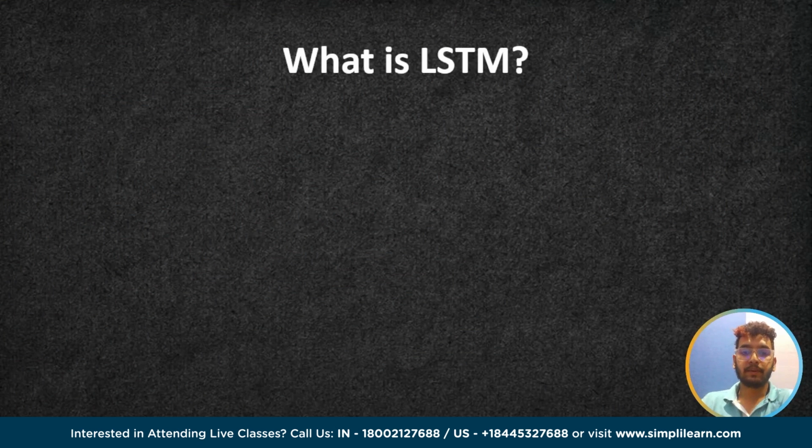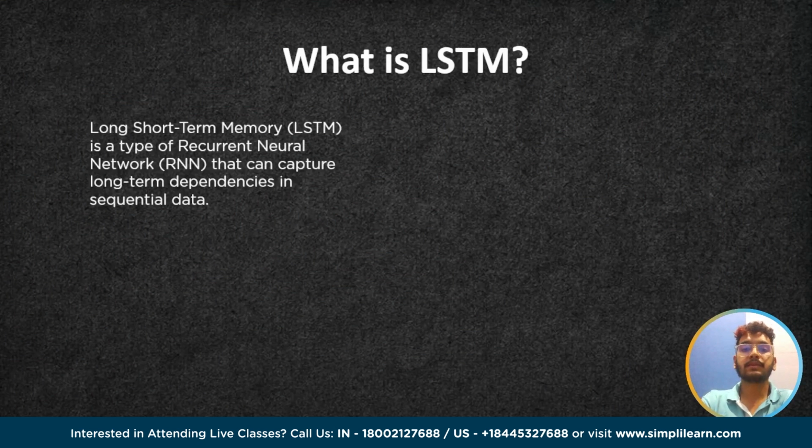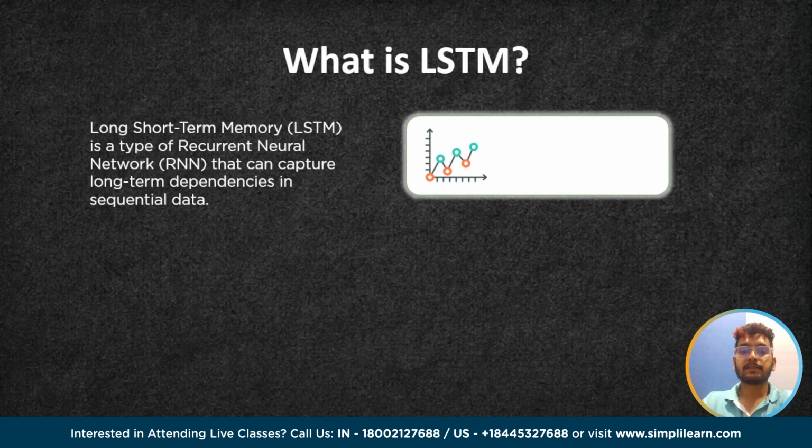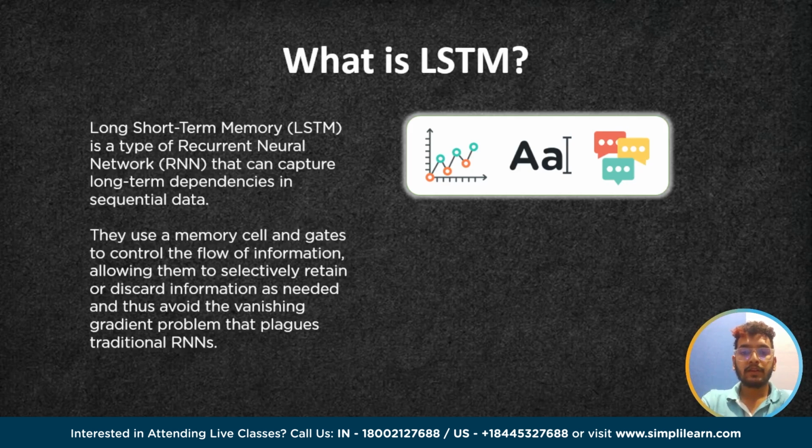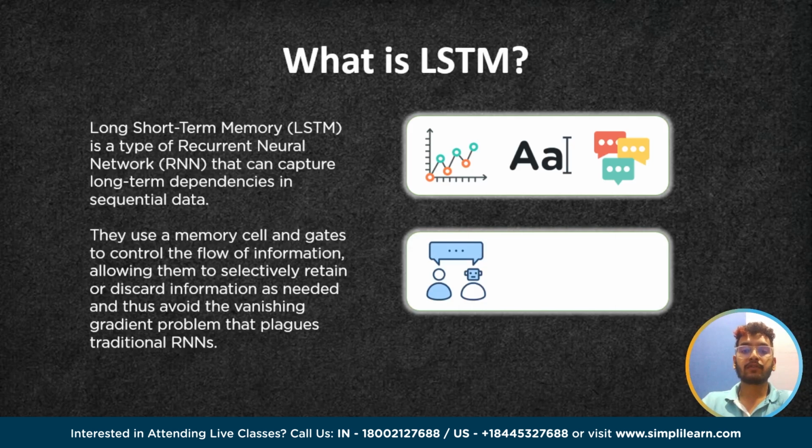So what is LSTM? Long short-term memory. LSTM is a type of recurrent neural network that can capture long-term dependencies in sequential data. LSTM models are able to process and analyze sequential data such as time series, text, and speech. They use a memory cell and gates to control the flow of information, allowing them to selectively retain or discard information as needed, and thus avoid the vanishing gradient problem that plagues traditional RNNs. LSTMs are widely used in various applications such as natural language processing, speech recognition, and time series.